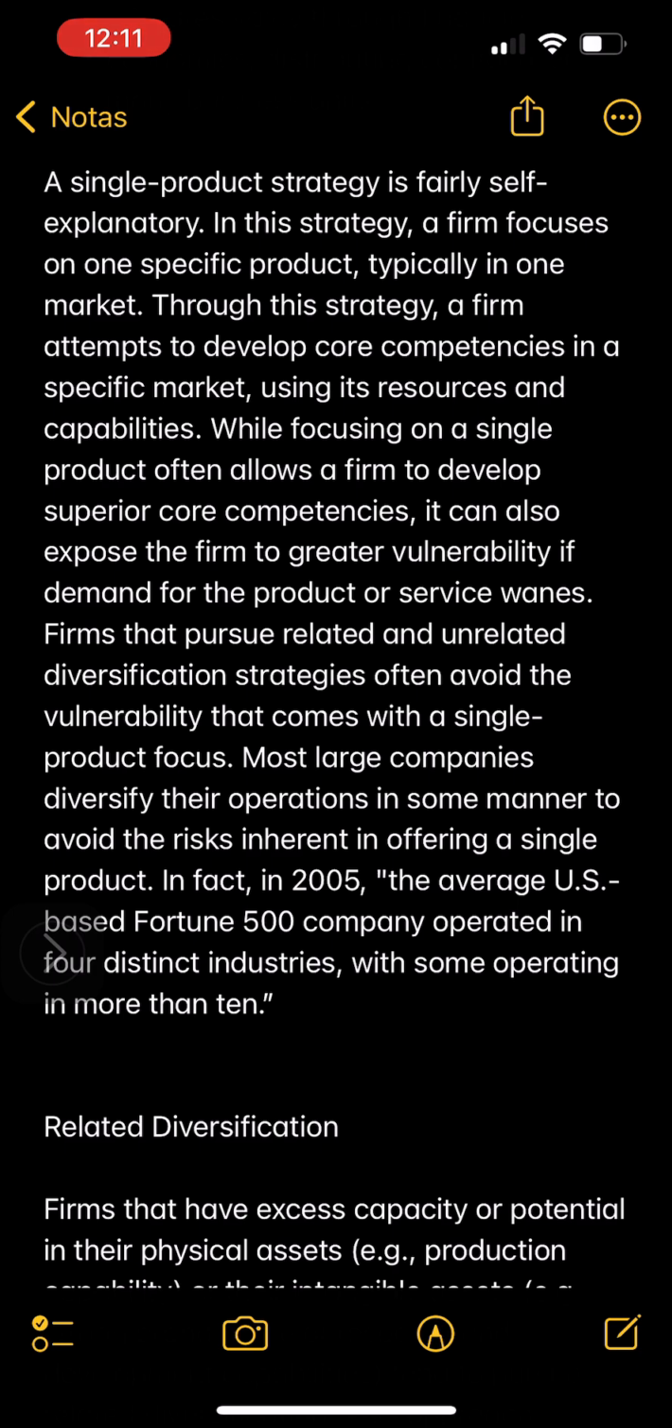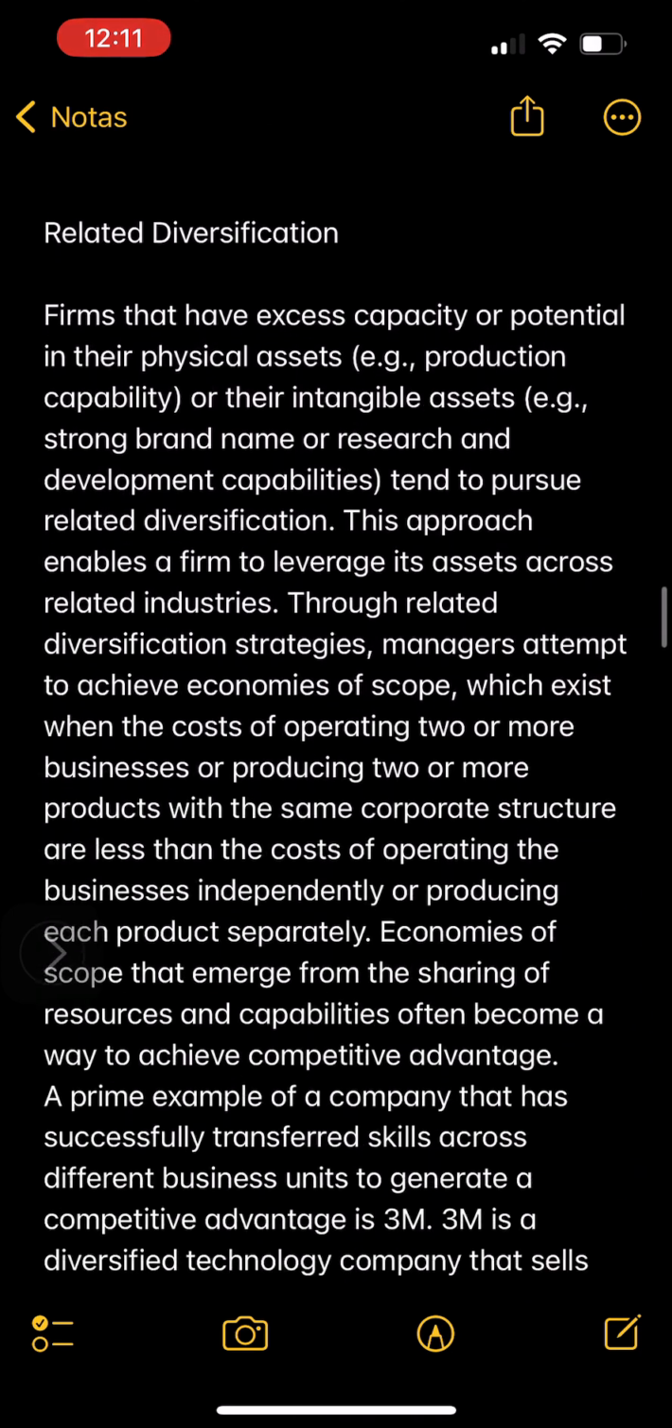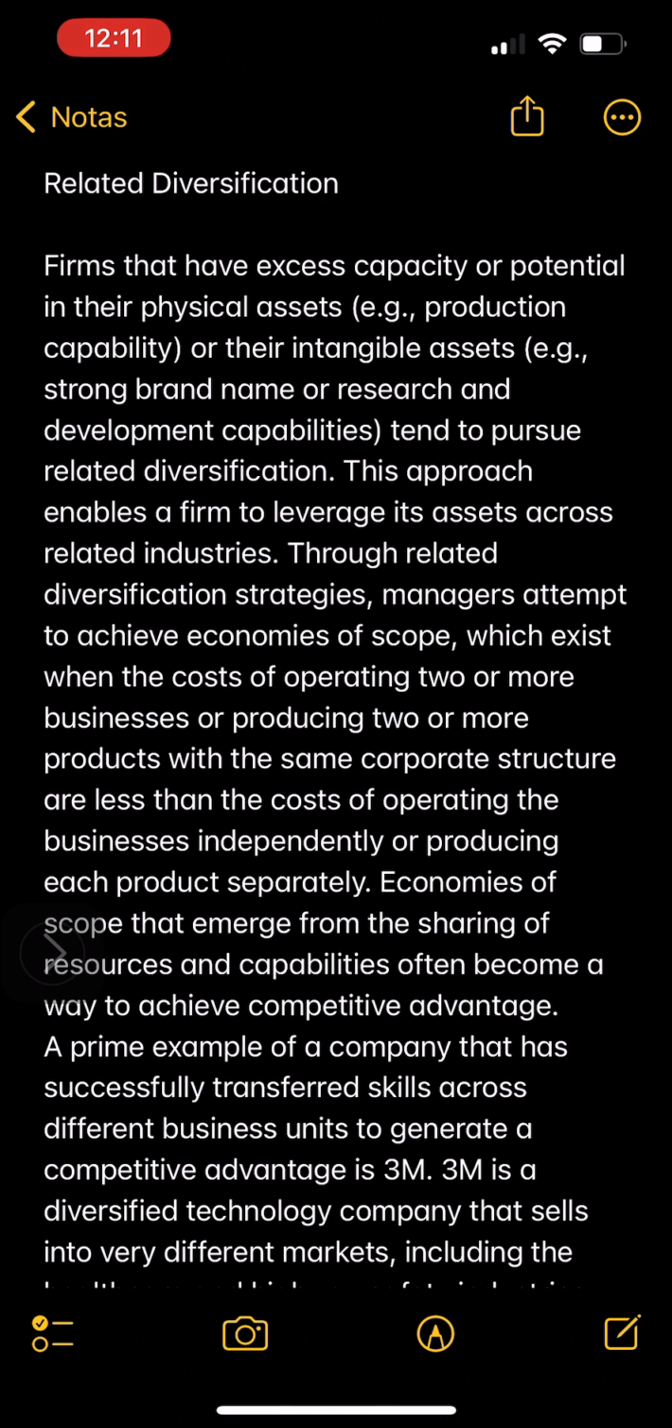Related diversification. Firms that have excess capacity or potential in their physical assets, for example, production capability, or their intangible assets, for example, strong brand name or research and development capabilities, tend to pursue related diversification. This approach enables a firm to leverage its assets across related industries. Through related diversification strategies, managers attempt to achieve economies of scope, which exist when the costs of operating 2 or more businesses or producing 2 or more products with the same corporate structure are less than the costs of operating the businesses independently or producing each product separately. Economies of scope that emerge from the sharing of resources and capabilities often become a way to achieve competitive advantage.